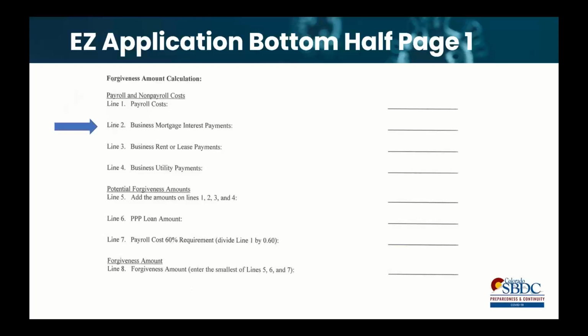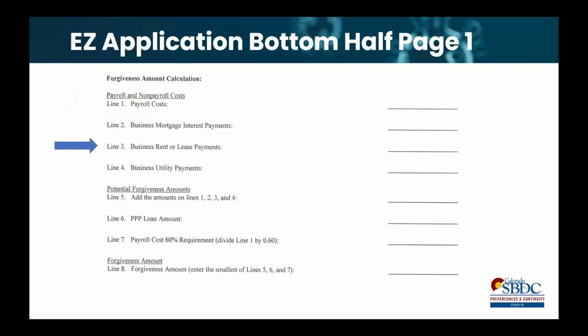Business mortgage interest payments on line 2. This seems pretty straightforward. A business can include interest payments paid and incurred during the covered period, but cannot include prepaid interest payments. These are not allowed to count towards forgiveness. Do notice that the mortgage has to have been in place on or before February 15th, 2020.